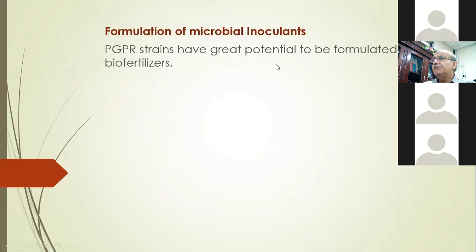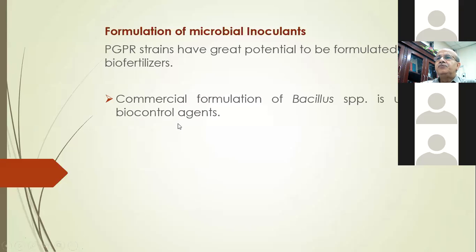PGPR strains have great potential to be formulated as biofertilizers, right? Inoculum means you have a higher population of a desired bacteria, which you have established in the lab to be beneficial. Then you can apply that bacteria to the soil to have its beneficial effects on plant growth. This is called an inoculant. Commercial formulations of Bacillus species are used as biocontrol agents. These days in the world, people are using commercial formulations of Bacillus bacteria for biocontrolling certain diseases.